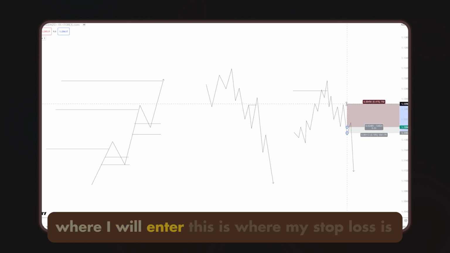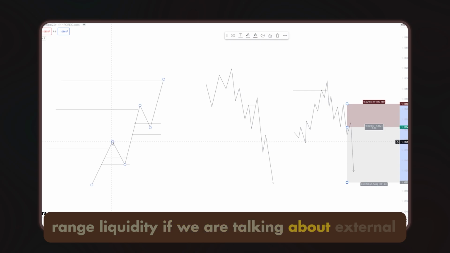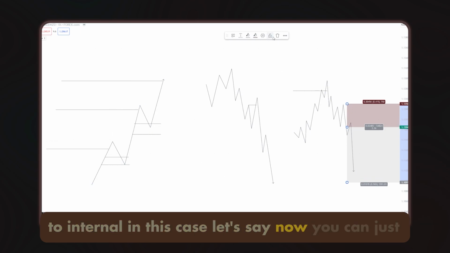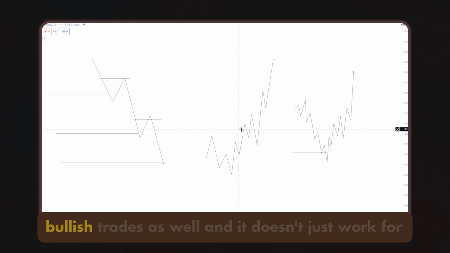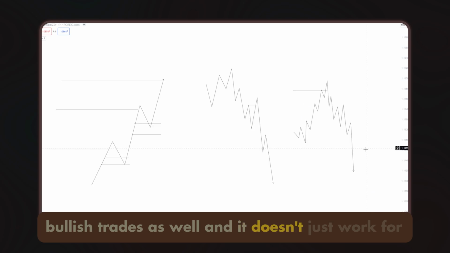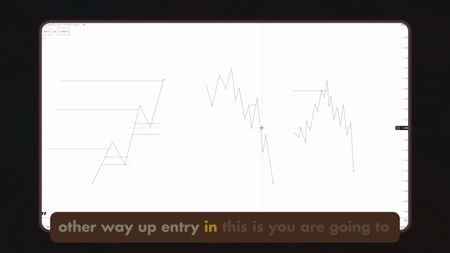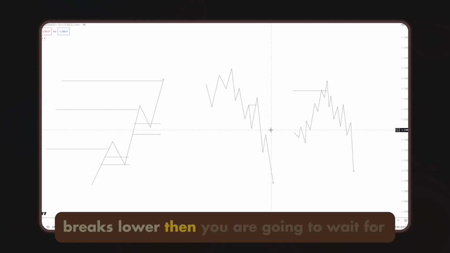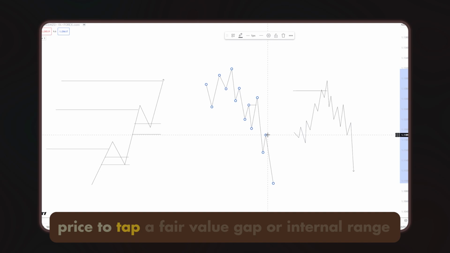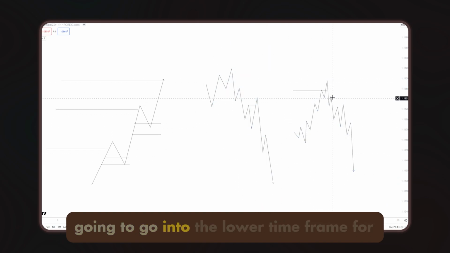So this is where my entry is going to be. This is where I will enter. This is where my stop loss is going to be. And I'm going to target the internal range liquidity if we are talking about external to internal in this case, let's say. Now you can just reverse this whole chart and it will work for bullish trades as well. And it doesn't just work for ERL to IRL, it works for IRL to ERL as well. Now, the other way up entry in this is you are gonna wait for this high to be taken out. Then once it breaks lower, then you are going to wait for price to tap a fair value gap or internal range liquidity on this time frame. And then you are gonna go into the lower time frame.